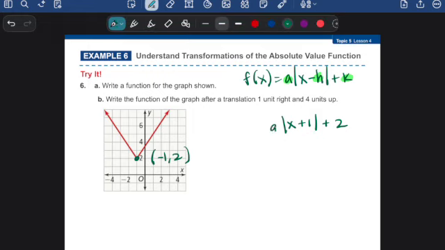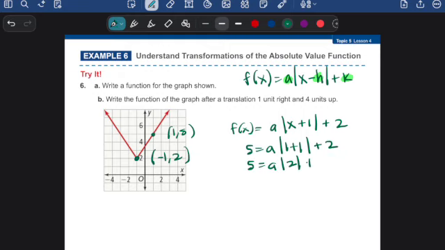Okay, now I need to solve for A, and I'm going to plug in a point from my graph. Let's use this point, 1, 5. So my output was 5. I don't know A. My input was 1, plus 2. 5 equals A times the absolute value of 2, plus 2.